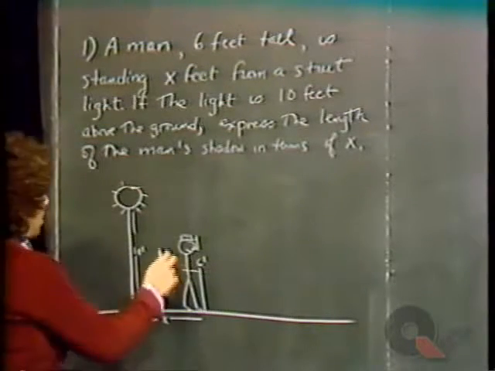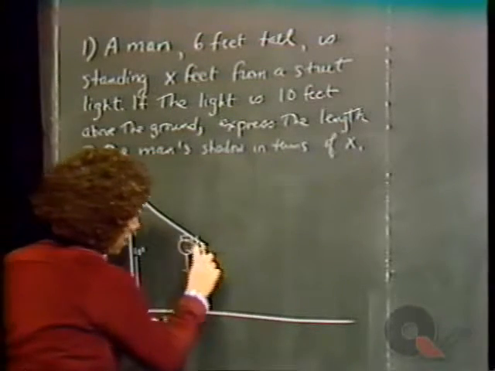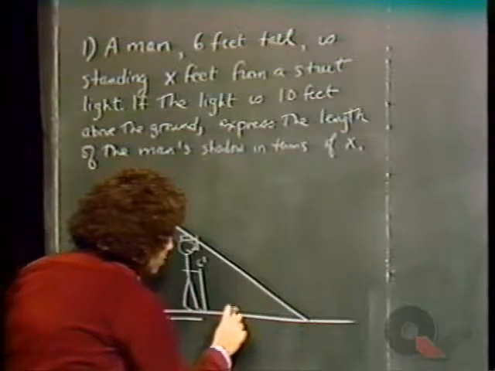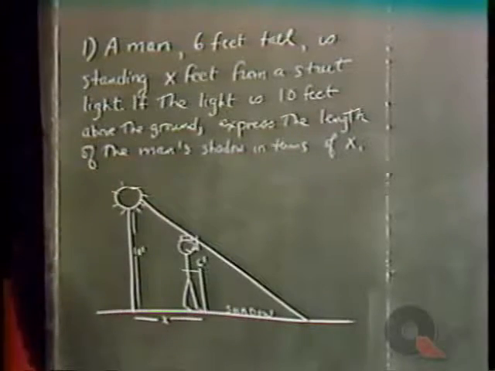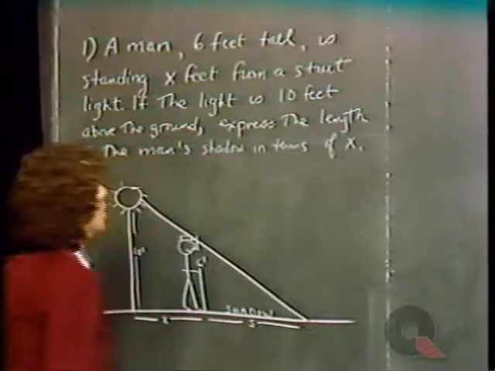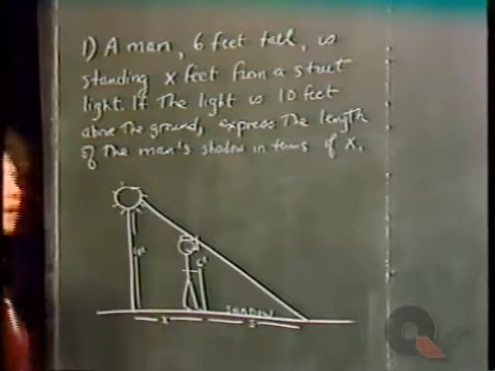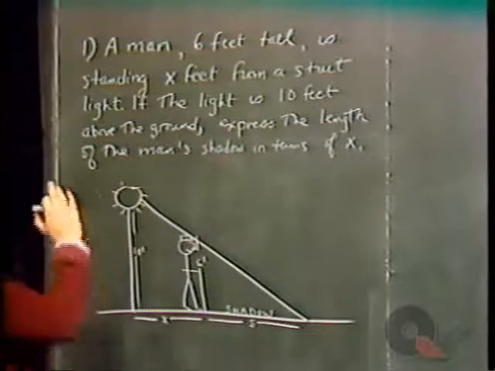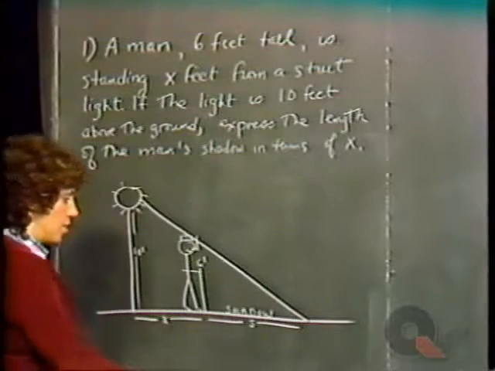Okay, now as he's standing here, the light falling on the man produces a shadow like so. Let's call the length of the shadow S. Now what we're trying to do here is to express the length of the man's shadow in terms of X, or as a function of X. Okay, we started off, we read the problem, we've drawn a diagram based on what we've read, and now we're going to try to determine the length of the man's shadow. Express that as a function of X or in terms of X. We would like an equation linking S and X.